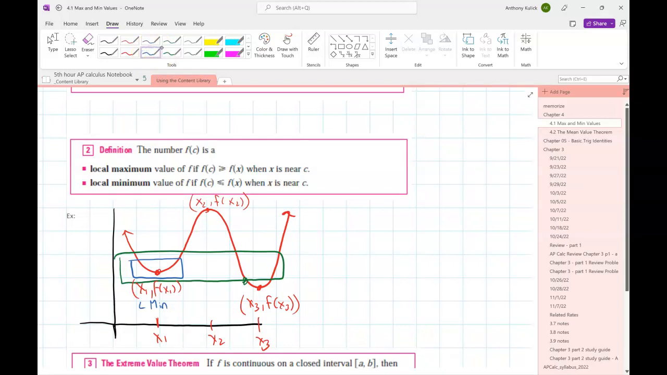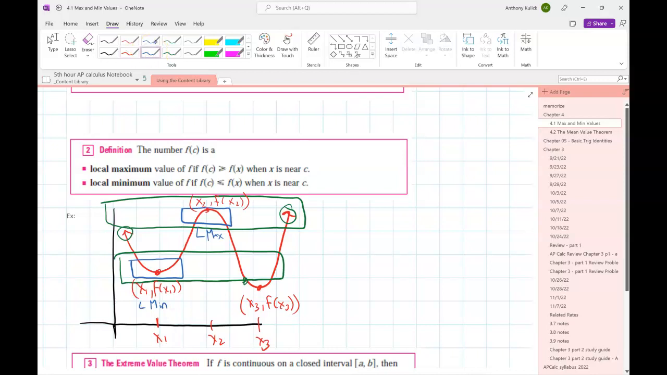If I do the same thing for x2 comma f of x2, that is definitely a local maximum, but it's not an absolute maximum. If I extend this all the way out, I have arrows at the end going on forever. That's going to keep going, and the f of x's on those arrows would be bigger than that f of x2.